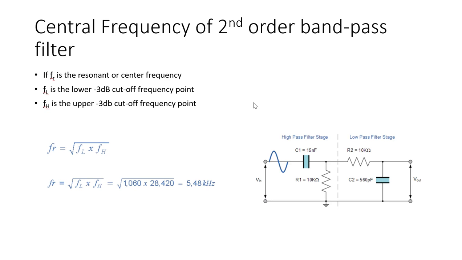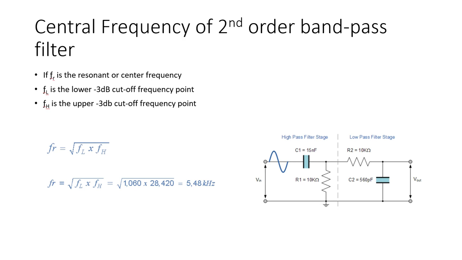The central frequency of a second order band pass filter is very important, because this is the frequency at which the circuit is tuned. You can pass a signal at this point with much better performance.